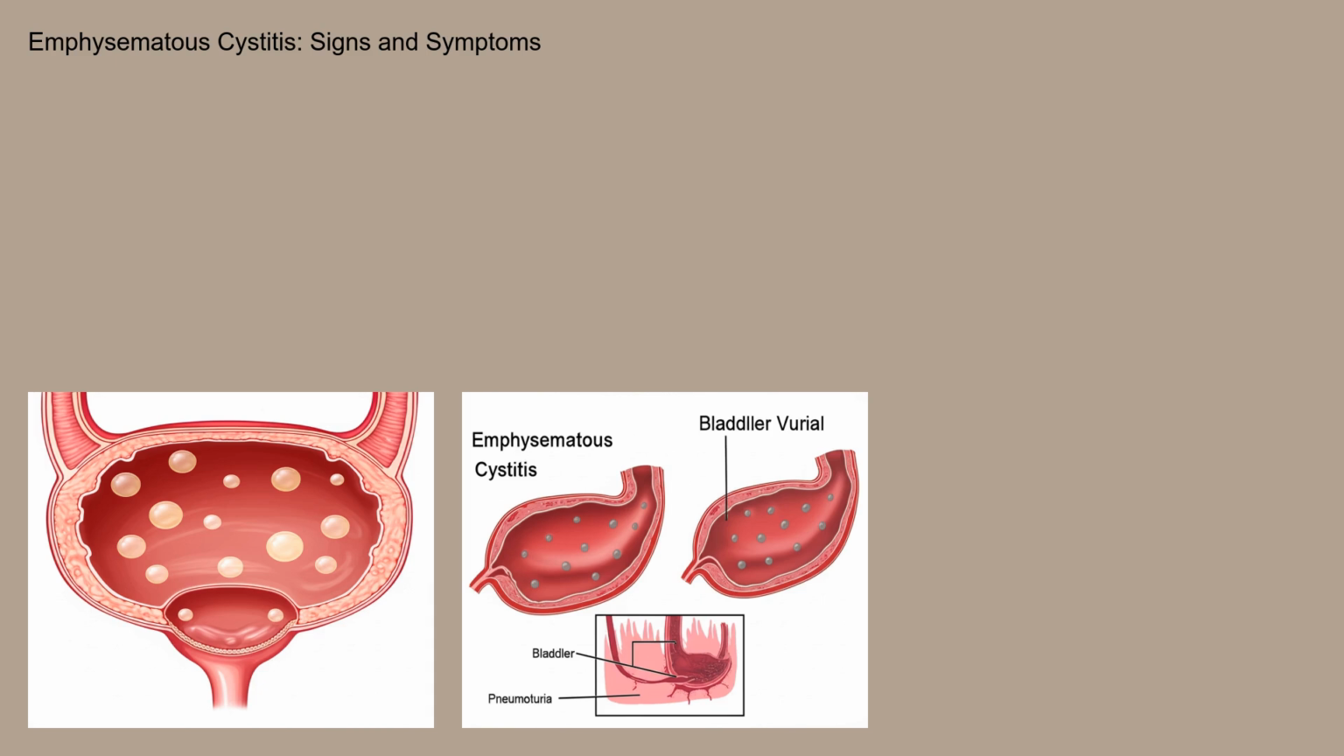The signs and symptoms of emphysematous cystitis can vary, but often mimic those of a typical urinary tract infection, only potentially more severe. Common symptoms include frequent and painful urination, also known as dysuria. Urgency, or a strong and sudden need to urinate, is also prevalent. Hematuria, or blood in the urine, may be present. Patients may also experience suprapubic pain, which is pain in the lower abdomen above the pubic bone. What distinguishes emphysematous cystitis is that, in severe cases, patients may experience pneumaturia, which is the passage of gas in the urine. Systemic symptoms such as fever, chills, and abdominal distension can also occur, indicating a more widespread infection.